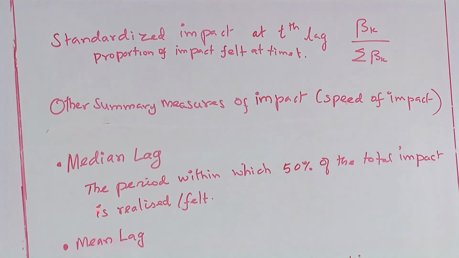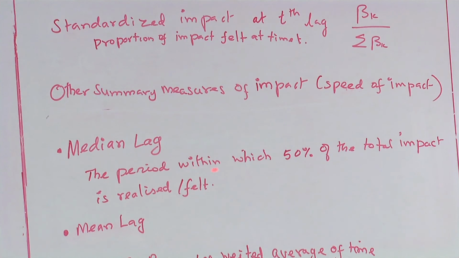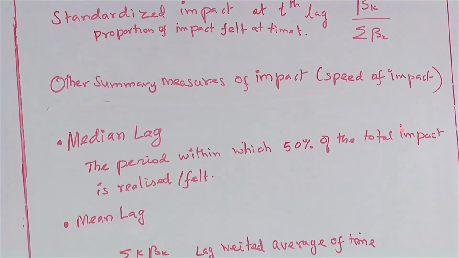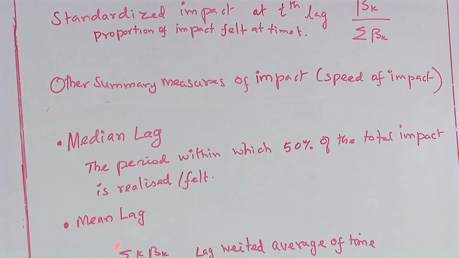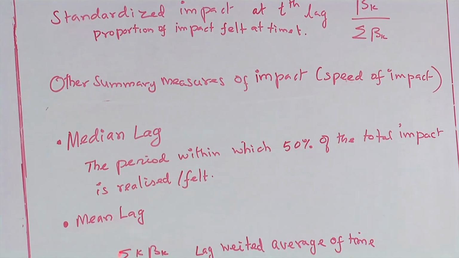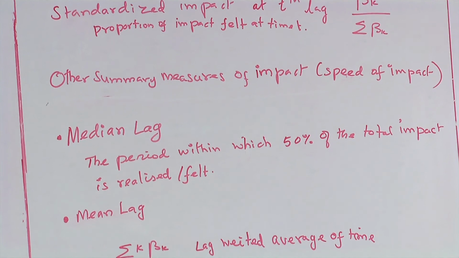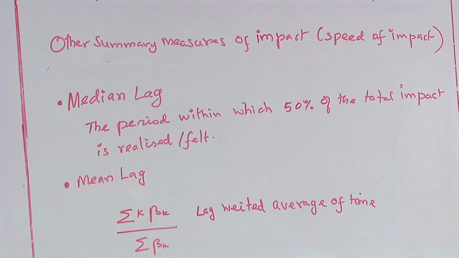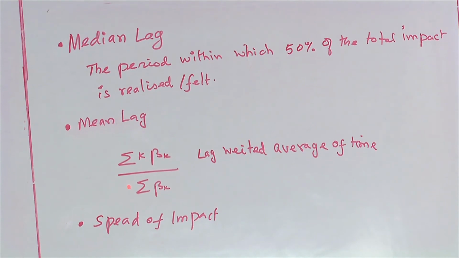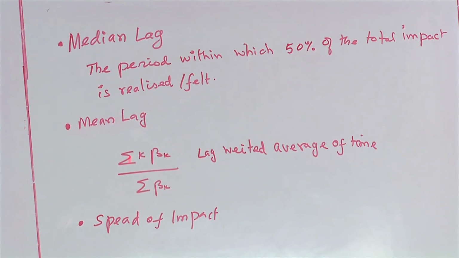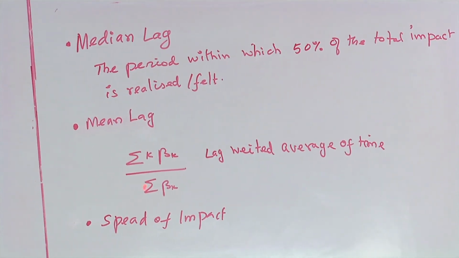The median lag is the period within which 50% of the total impact is realized or felt, and we can find the mean lag as the sum of k beta k divided by the sum of beta k. This is a lag weighted average of time, and these two measures, mean lag and median lag, are used to measure the speed of impact.